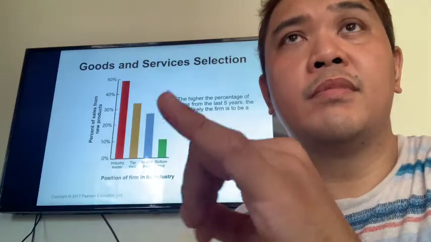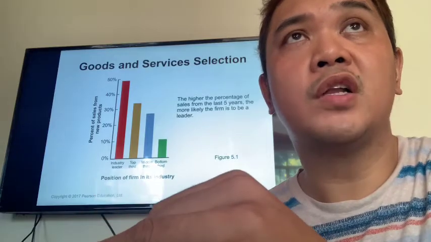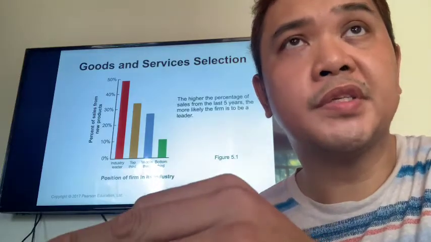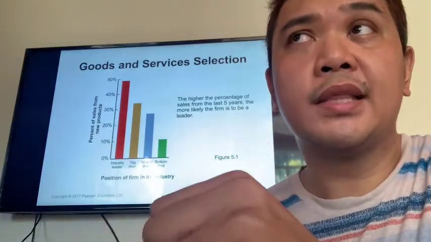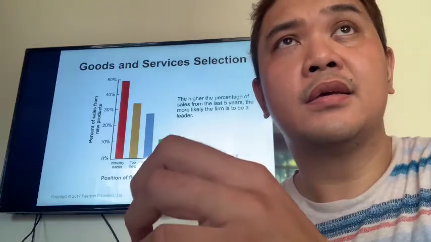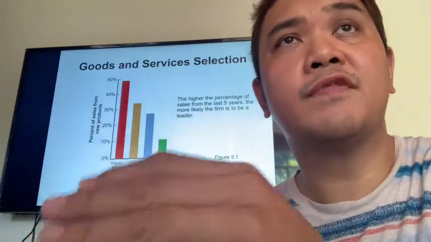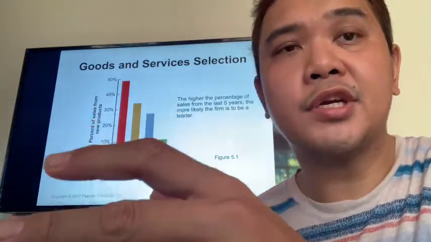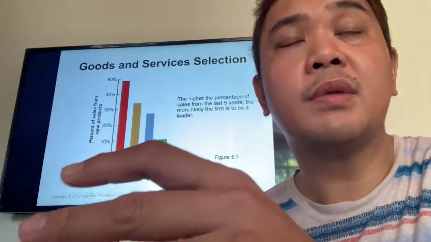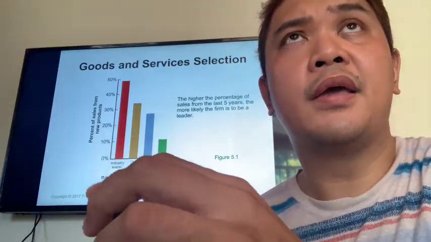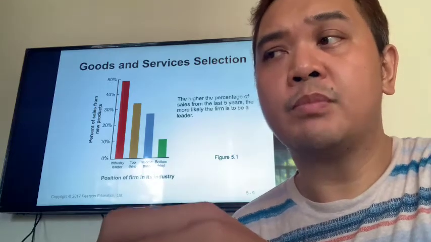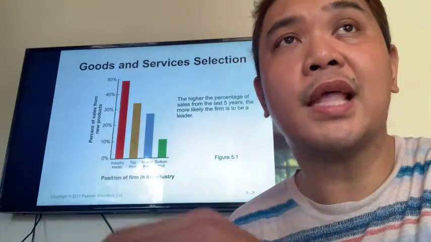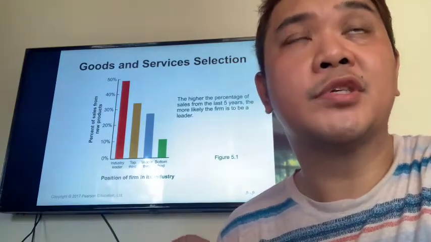These are market leaders. We have also what we call market challengers, market followers, and market nichers. Yung market leaders captures almost 50% of the market, and yung market challenger captures 30% of the market, and your market follower captures 20%, 10 to 20%, and your market nichers captures 5%.